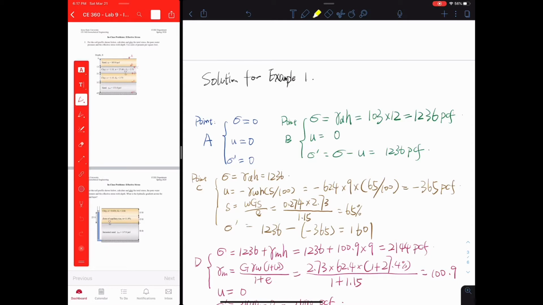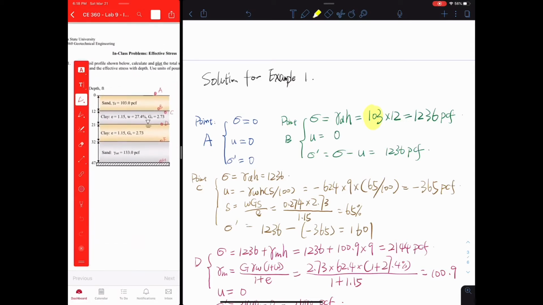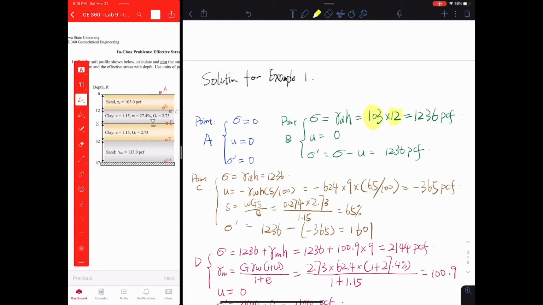Okay, and for the point B, how do we calculate the total stress? Yes, it's very easy, right? So the dry unit weight is given here. It is 103. And depth, we can get it from the figure here, which is 12. Okay, and finally we can get this answer here.